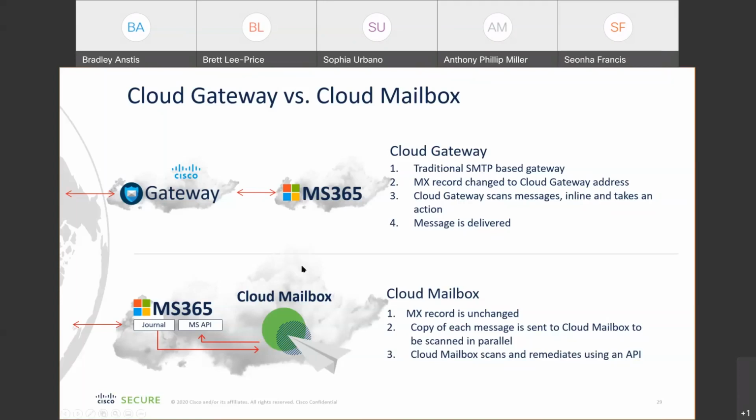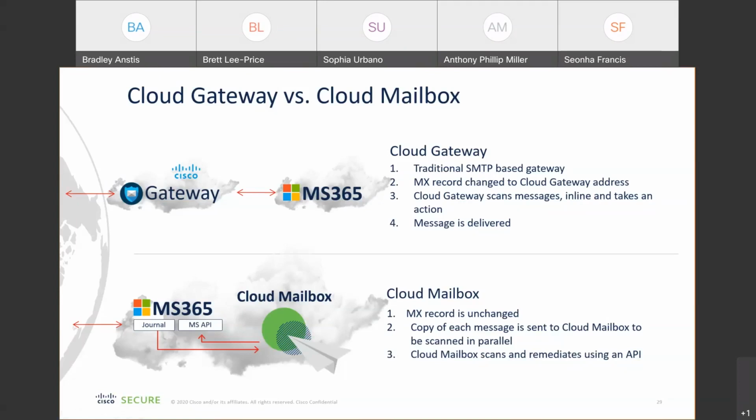So this slide, at the top here, we've got our traditional gateways. This is the SMTP gateway where you need to change the MX record, pointing to, in our case, CES or Cisco Cloud Email Security, running inline before Office 365, scanning all that email, taking an action. If email is appropriate, then we'll deliver it to the actual user.